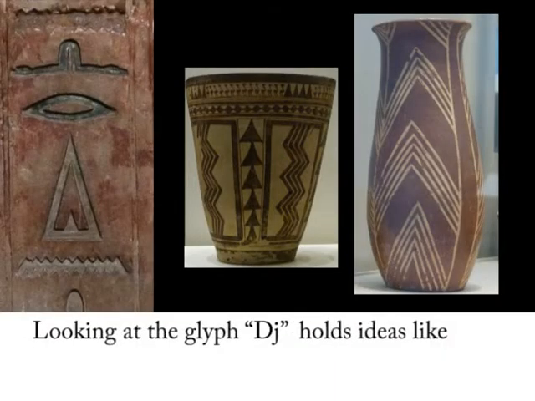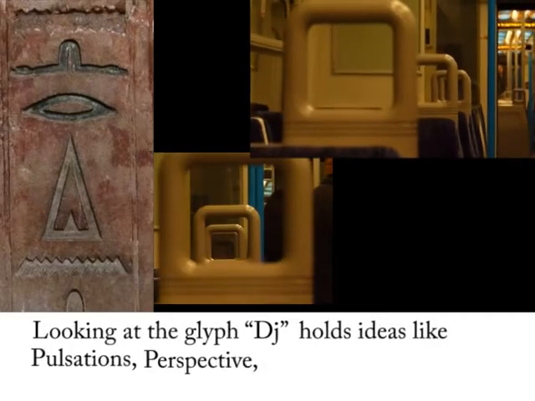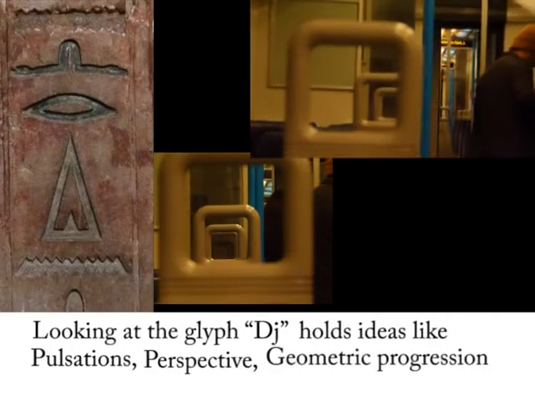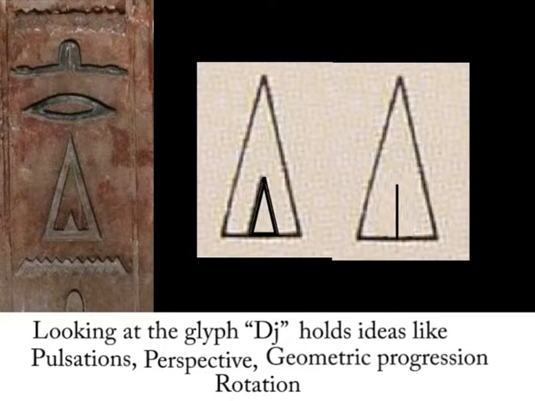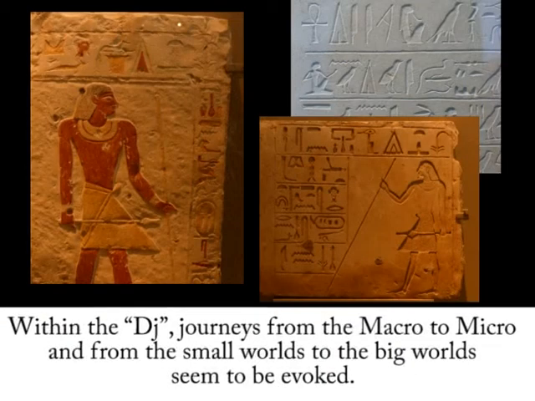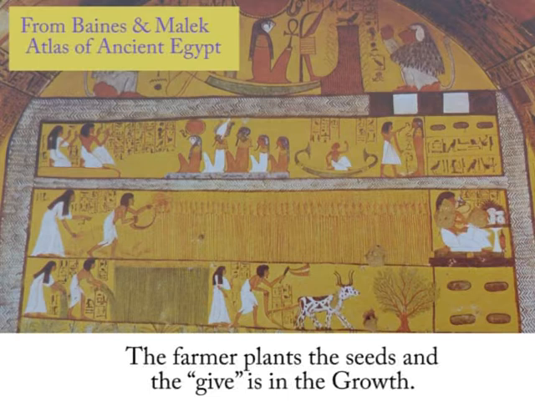Looking at the glyph Ja holds ideas like pulsation, perspective, geometric progression, rotation. Within the Ja, journeys from the macro to the micro and from the small worlds to the big worlds seem to be evoked. The farmer plants the seed, and the give is in the growth.